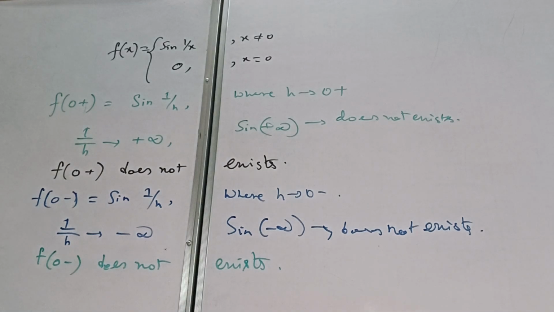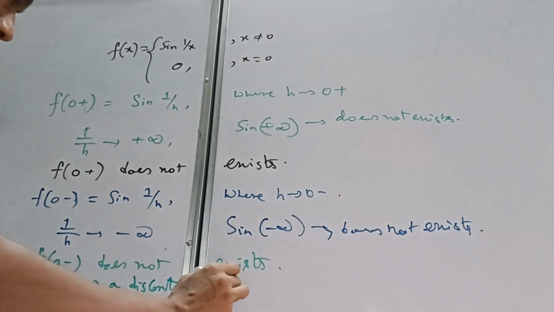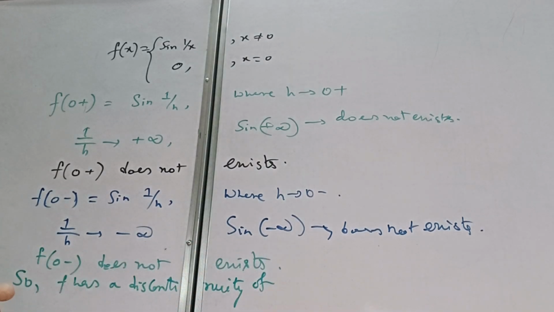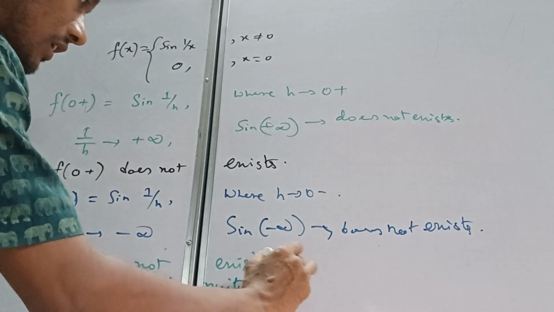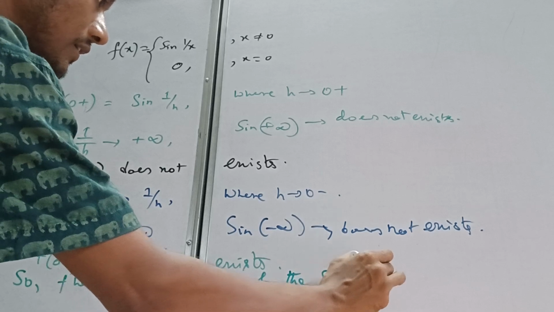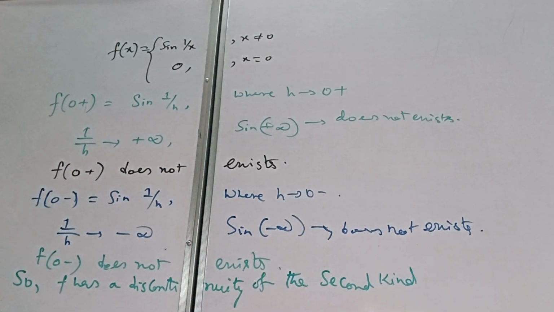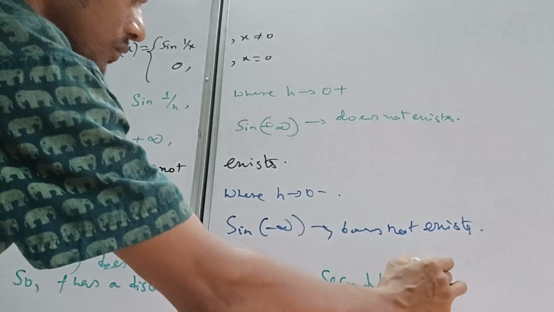So in this way we say that neither f(0+) nor f(0-) exists. So f has a discontinuity of the second kind at x equal to 0.